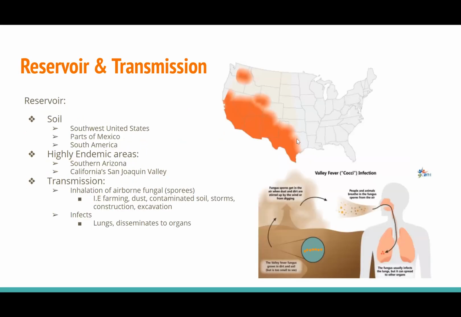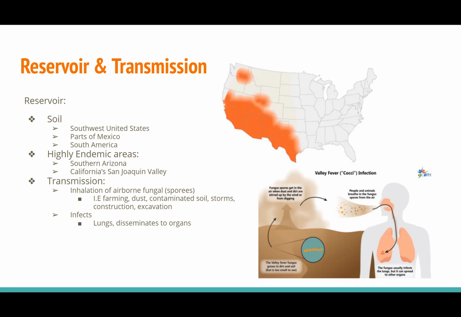And then we have the reservoir and transmission on this slide. For reservoir, it's soil. And you can see on the right side, there's a map of the United States, and the southwest portion of the United States is all red. This represents the highly endemic areas for this type of organism. You see that it's prevalent in the southwest United States. There are also parts of Mexico, as well as South America. The main highly endemic areas that relate to us would be the California San Joaquin Valley. So that's where we live. And then also states like Southern Arizona.